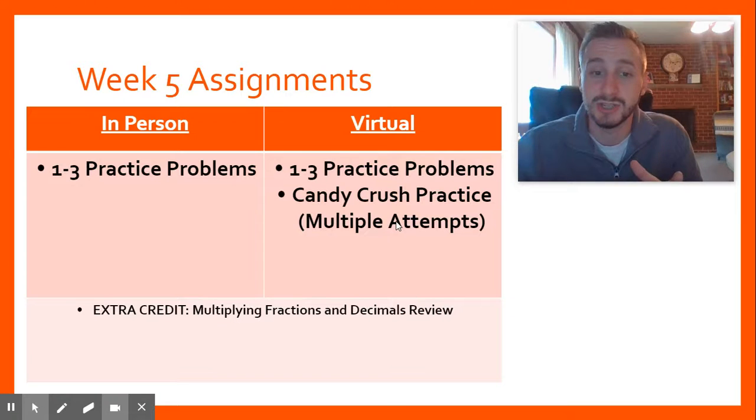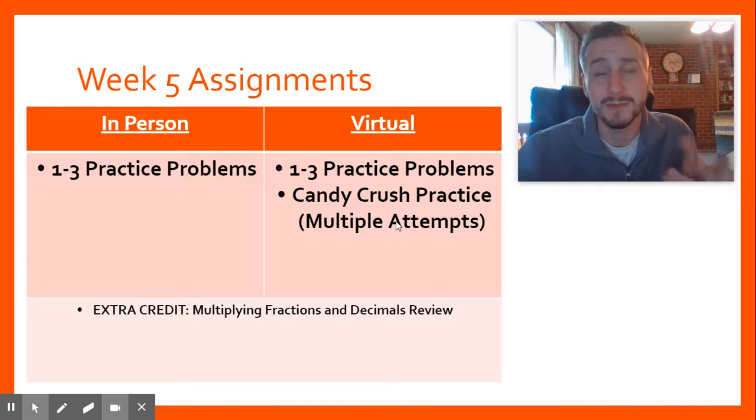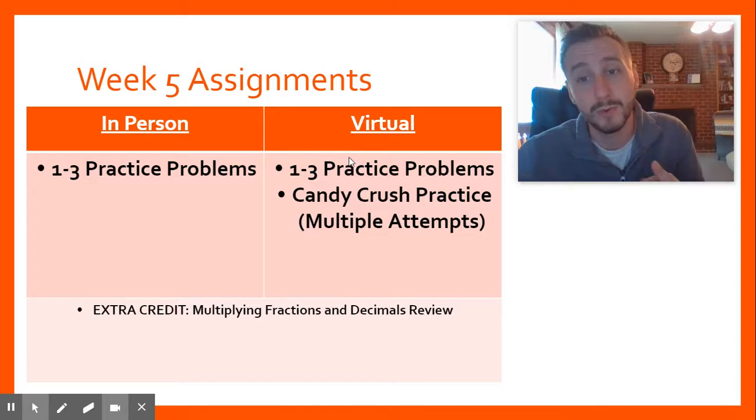Now, I did change it. The Candy Crush practice problems, you have multiple attempts, which means I believe you can do it at most 3 times. So if you're happy with your score the first time, then you don't have to do it again. But if you're not happy, you have 2 more tries to get the highest score that you can. Okay? And for the 1-3 practice problems, both in-person and virtual, you have, I believe, 2 attempts. So if you don't do well the first time, you can do it one more time. Okay? And no matter what, the highest score is what I will take.